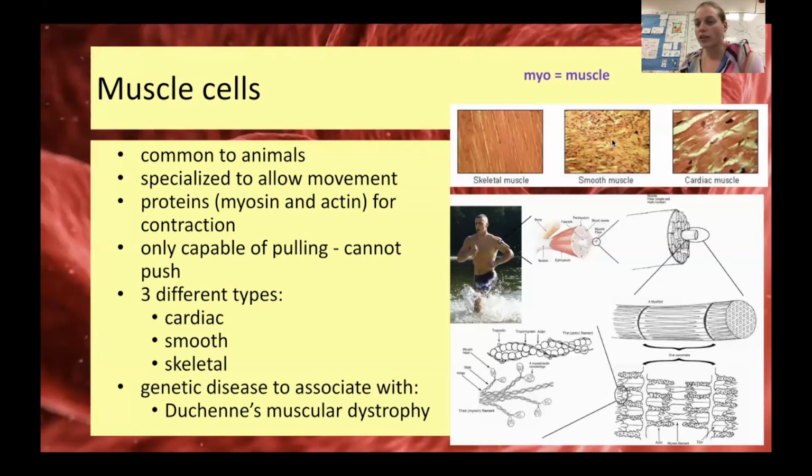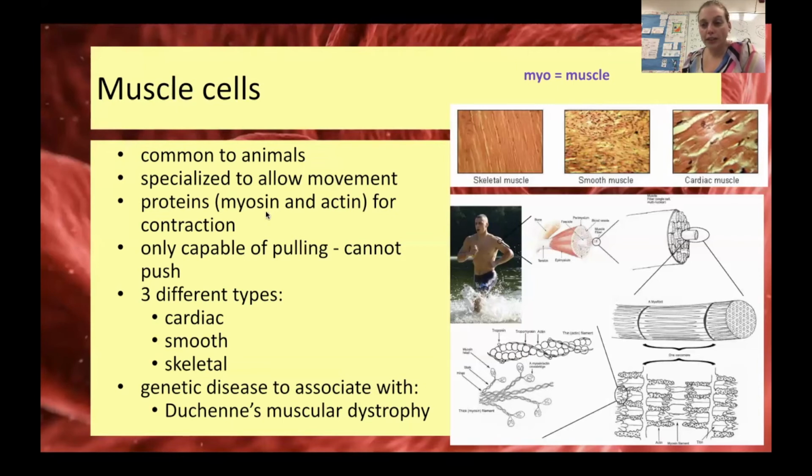Smooth muscle, we don't think about. It works on its own without us telling it to. This would be like the muscle that controls pushing food through your digestive tract. And then we have cardiac muscle, which is heart tissue, and it's going to just function to beat rhythmically and pump blood through the body. So muscles specialize to allow movement in some way.